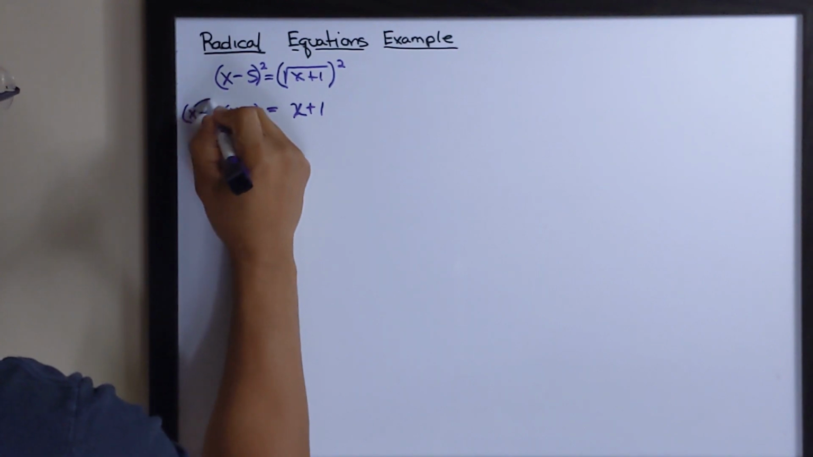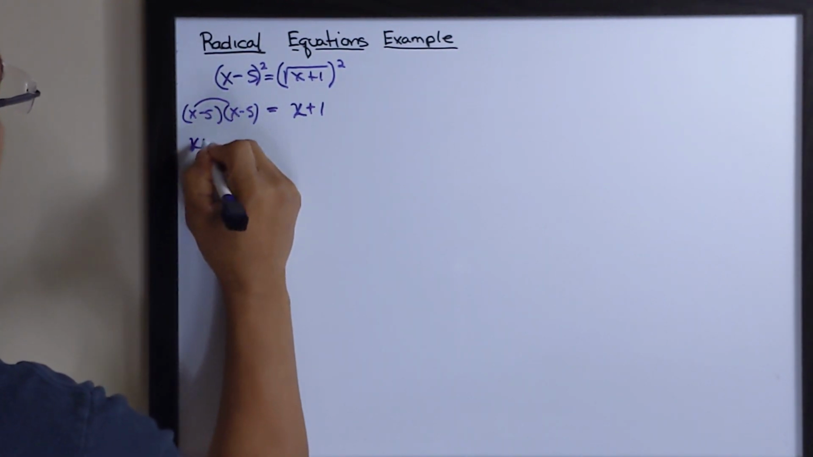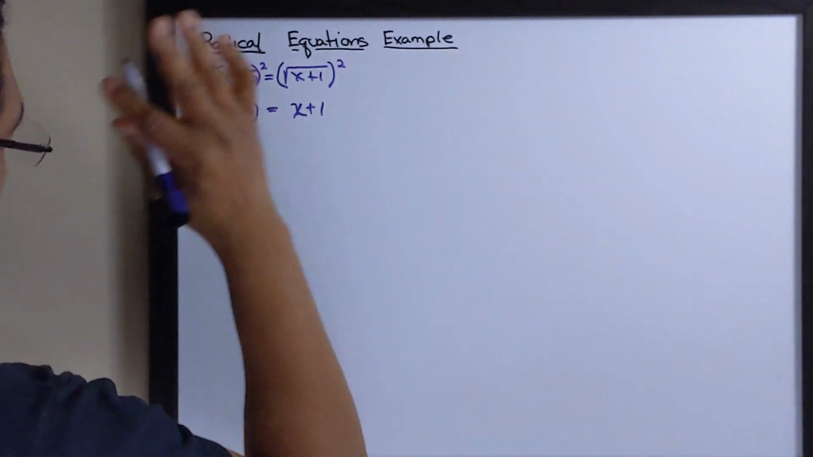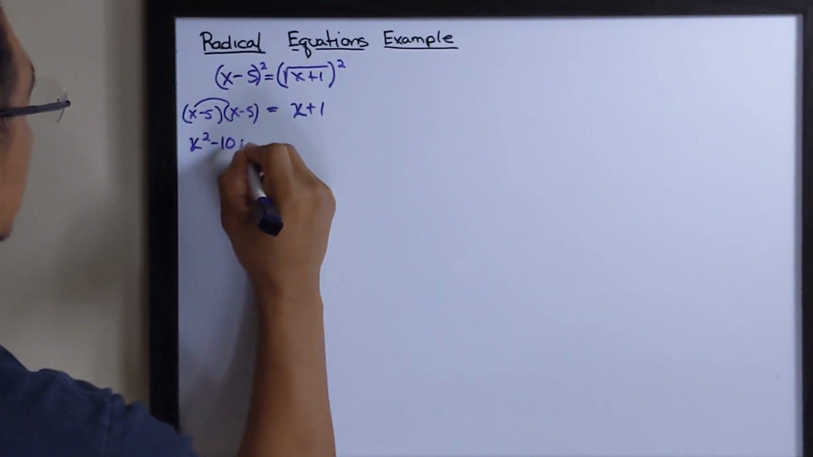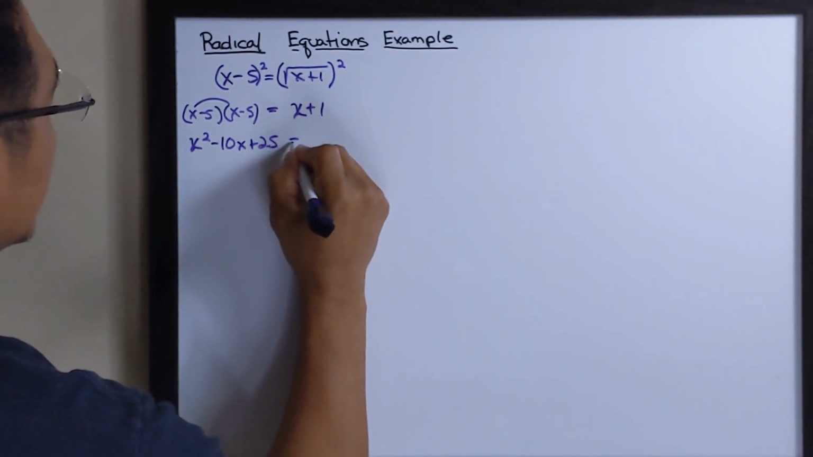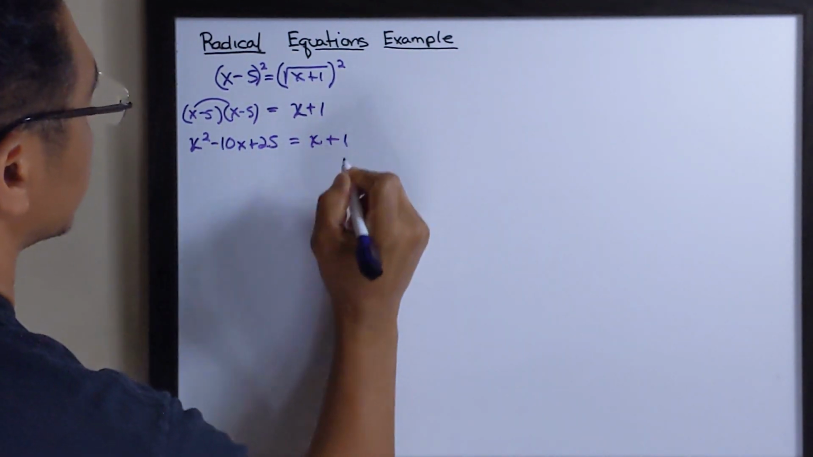So we do FOIL, and we get x squared, minus 10x, plus 25, equals x plus 1.